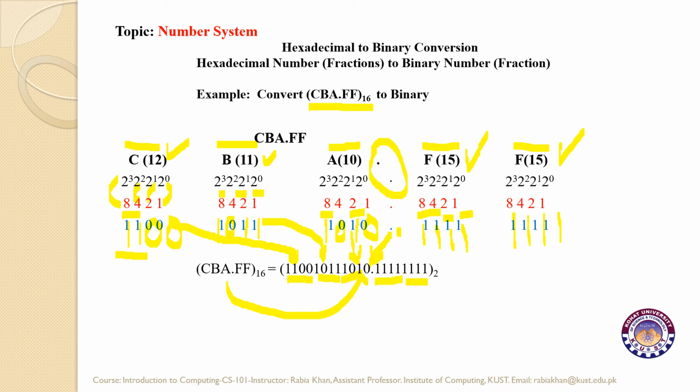So this is how you can convert a complete hexadecimal number having an integer part and a fractional part into a complete binary number that would also contain an integer part and a fractional part. Let's see another example so you can have a better idea of how you can handle a hexadecimal number.